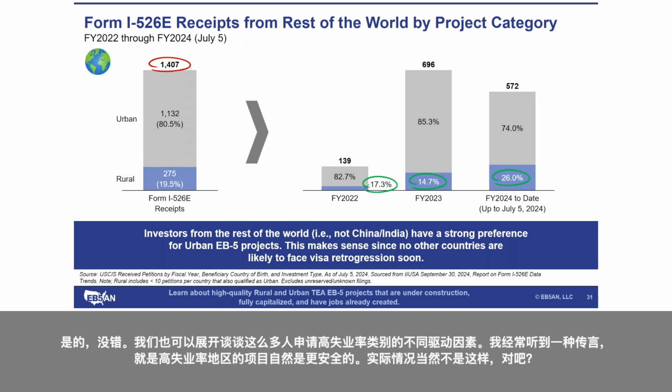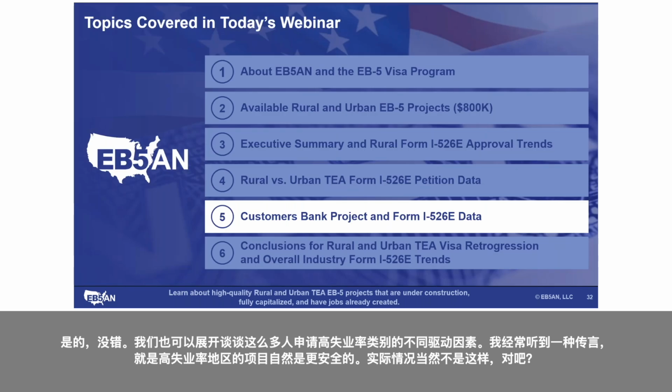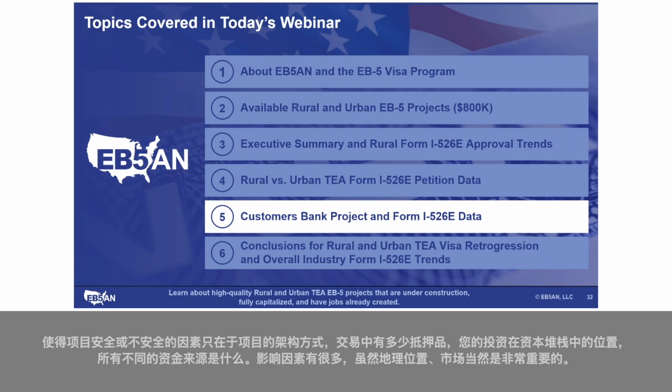Yeah, absolutely. And we can talk about the different drivers of why there are so many people filing in high unemployment areas. I hear the myth often that high unemployment area projects are inherently safer. That's certainly not the case, right? What makes a project safe or unsafe is just the way the project is structured, how much collateral there is in the deal, where you sit in the capital stack, what all the different funding sources are. There's a lot of different factors that go into it.